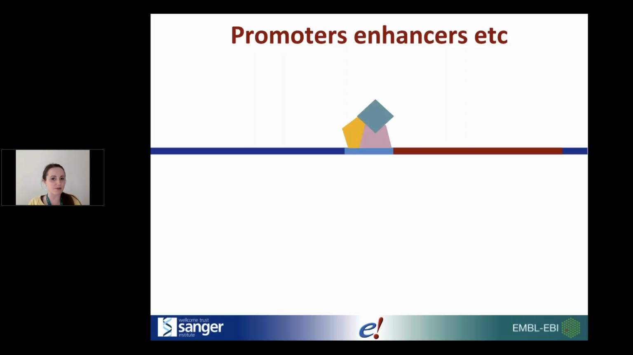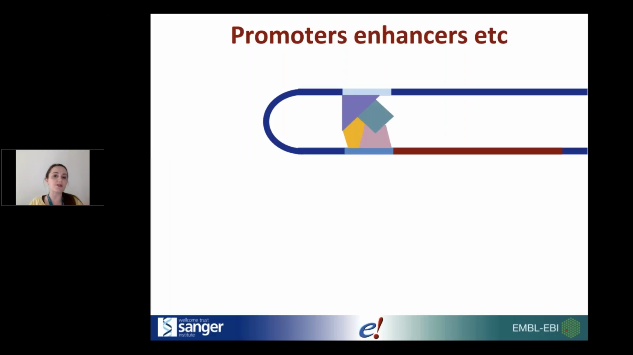So all these transcription factors bind to the promoter, and only then is the RNA polymerase able to bind. But it's still not that simple, because there might actually be another region of the genome which is further away, which is the enhancer, and that also needs to bind transcription factors.